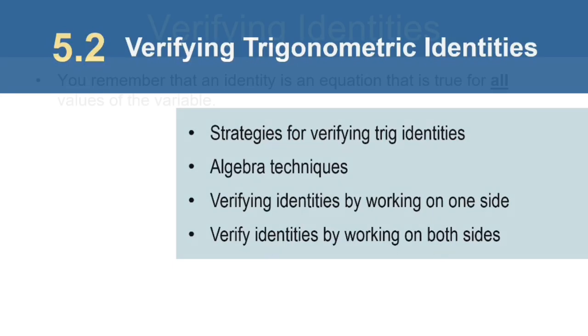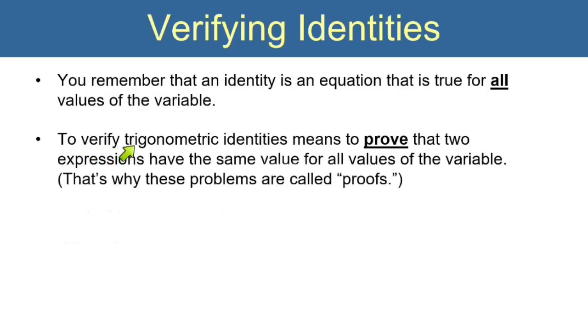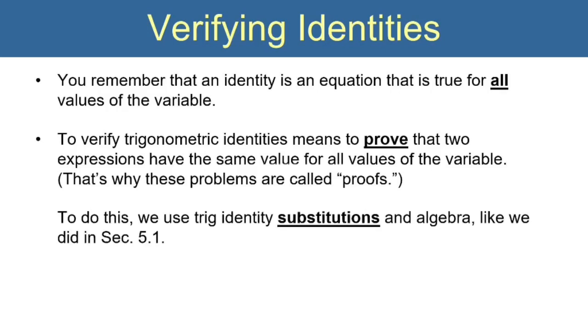So here we go. Now you know several identities already, so you know that an identity is an equation that is true for all values of the variable. To verify trigonometric identities means to prove that two expressions have the same value for all values of the variable, and that's why these problems are also called proofs. To prove or verify that a trig identity is true, we will use trigonometric identity substitutions and algebra, just like we did in section 5.1.